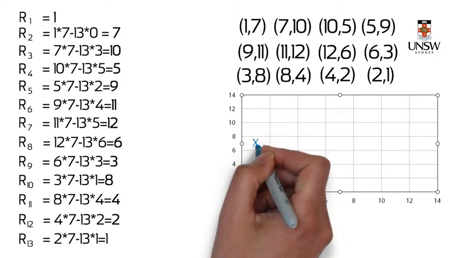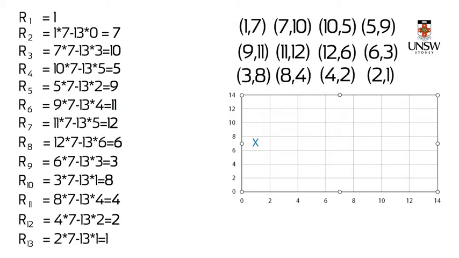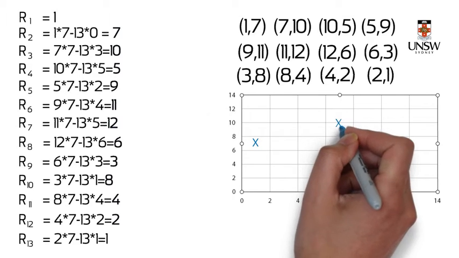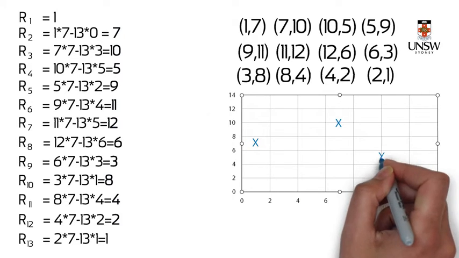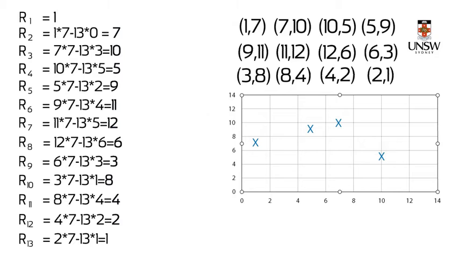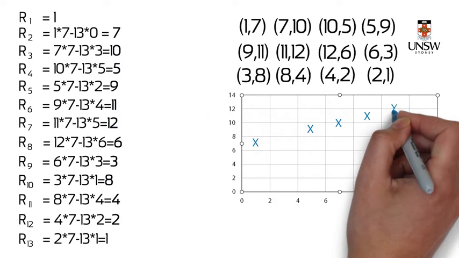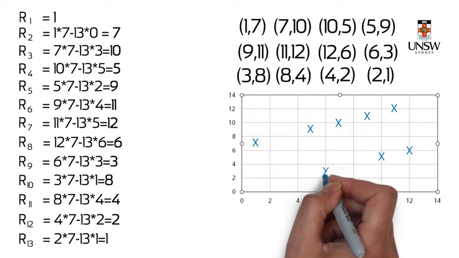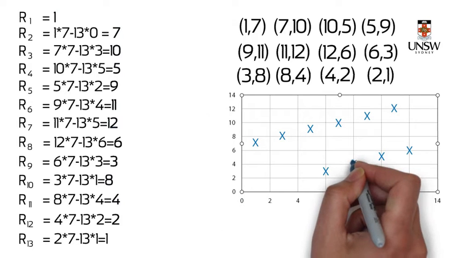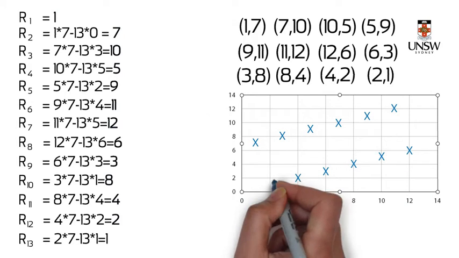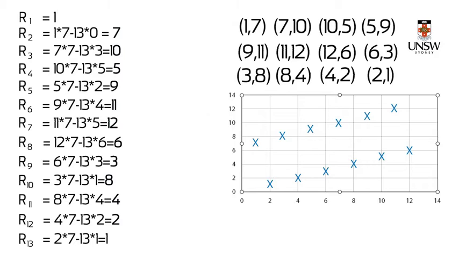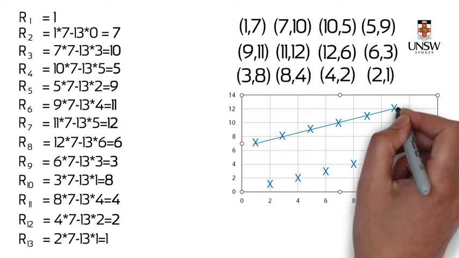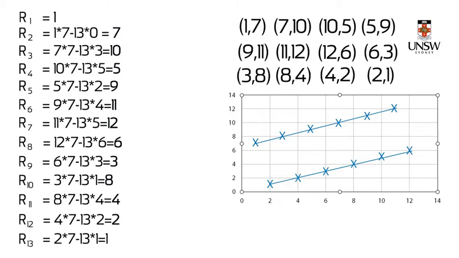We'll start by plotting 1, 7, which goes here. Now we plot 7, 10, 10, 5, 5, 9, 9, 11, 11, 12. Can you see a pattern emerging? 12, 6, 6, 3, 3, 8, 8, 4, 4, 2, and 2, 1. Serial correlation results in all of these points falling on these 2 lines.